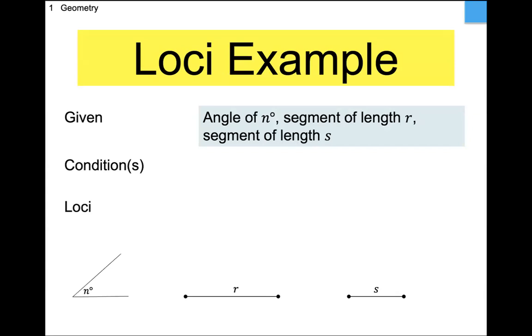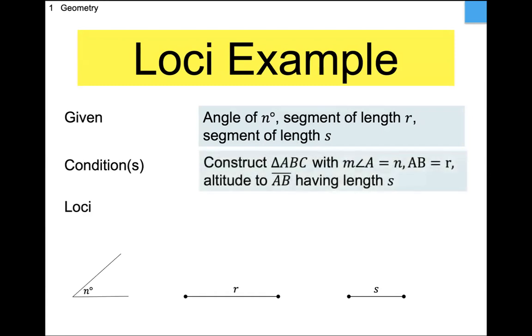So this is a loci problem. You are given 3 things there: angle N and 2 segment lengths. And you're asked to do the following 4 conditions. I have to make a triangle. The triangle has to be ABC. Angle A of said triangle needs to be N degrees. The length of AB needs to be R. And the altitude to AB has to be of length S.